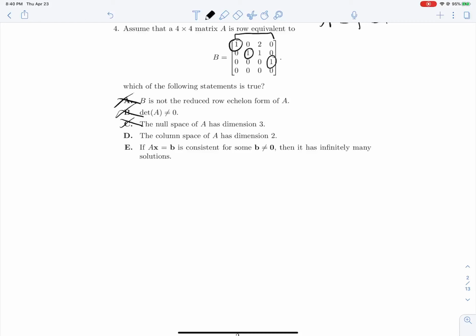What about D? The column space has a dimension of 2. Well, no, because the dimension of the column space is going to be equal to the number of pivots. We have 3, so the dimension of the column space will be 3.